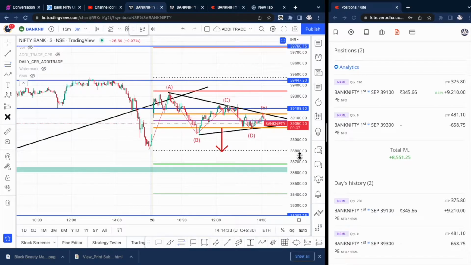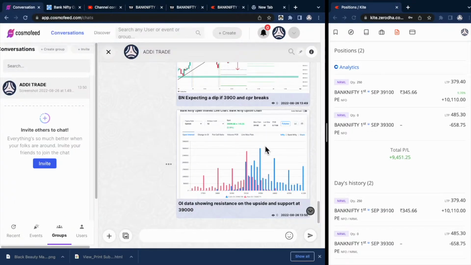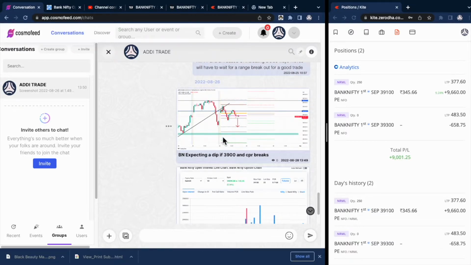The trade was going good. We never saw a huge loss or anything because our stop loss never hit, and this is something that we keep sharing in our Cosmofate group.